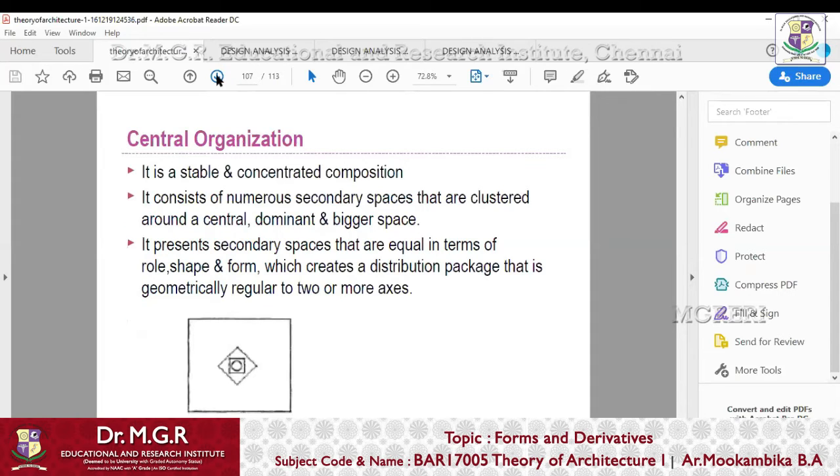Now we'll go one by one. Central organization. It is a stable and concentrated composition. First, in a central organization, the first point that is emphasized is that it is a concentrated composition. It is being done deliberately. It is being focused, and it gives the feeling of stability. It consists of numerous secondary spaces that are clustered around a central, dominant, and bigger space. Of course, it will be having secondary spaces, but the important thing is that the secondary spaces are clustered around a central, dominant, and a bigger space.